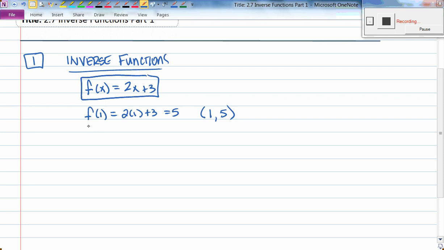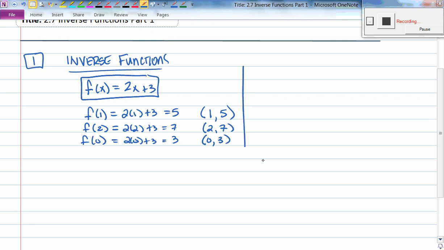Let's do 2 more. What about f of 2? What would that be? 7. That'd be 2 times 2 plus 3, which gives us 7. So the input would be 2, the output would be 7. And then let's do an easy one. Let's do 0. What would that give us? Yeah, 2 times 0 plus 3, which of course gives us 3. So I have an input of 0, I have an output of 3. Okay? You feeling good so far?